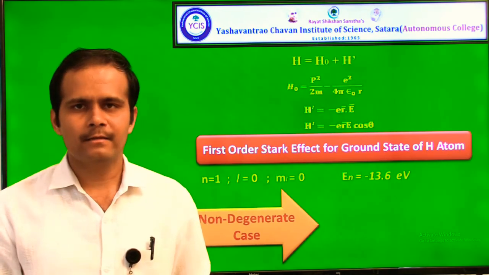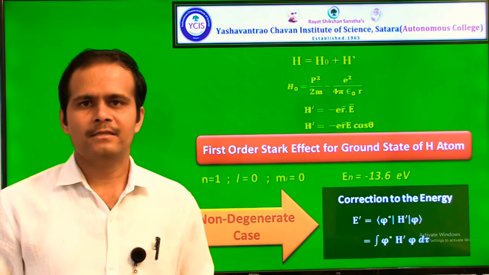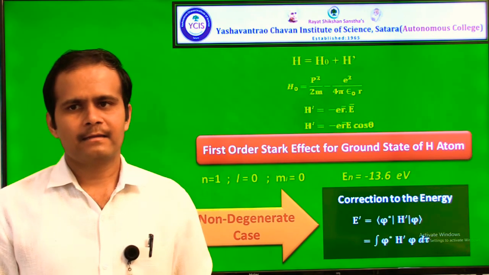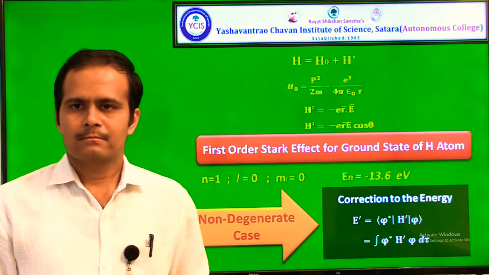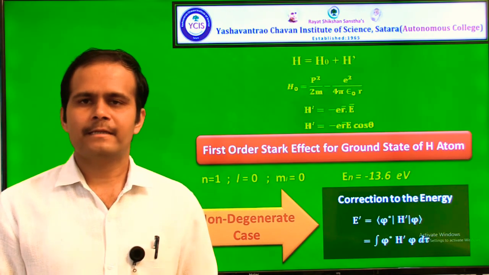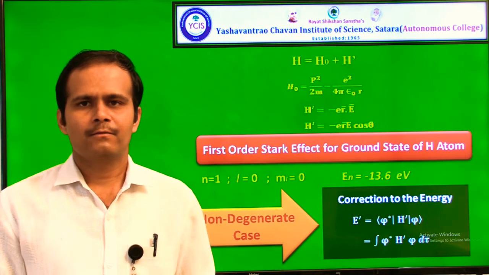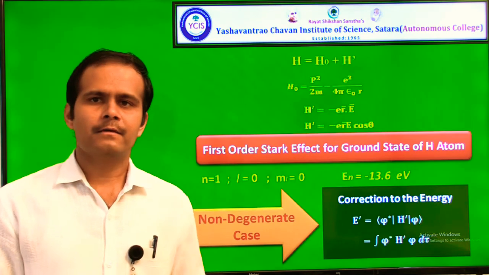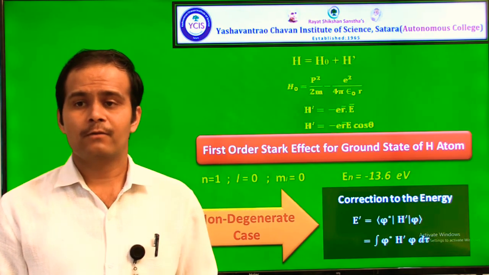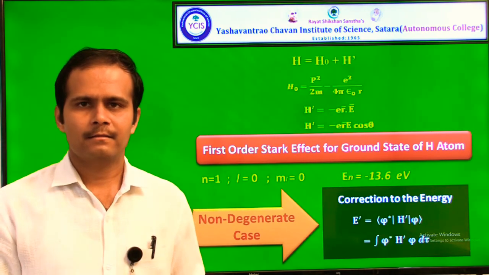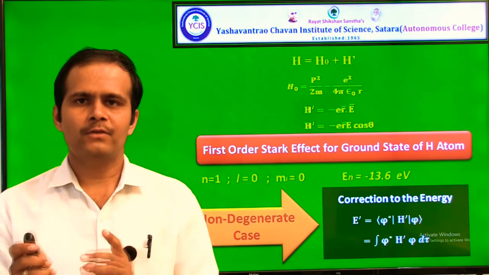According to perturbation theory, the formula for correction of energy is E dash equal to psi star H dash psi, that is in the integral form, integration of psi star H dash d tau. Now to find the correction energy in case of the ground state of hydrogen atom, we must know the value of psi and psi star, and that psi and psi star is for 1, 0, 0.